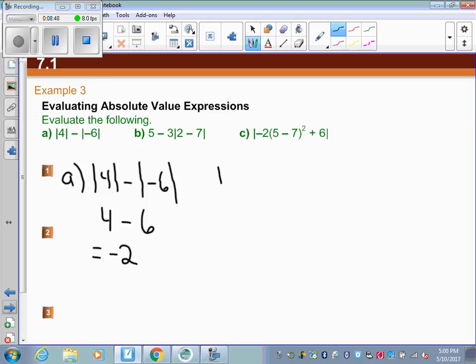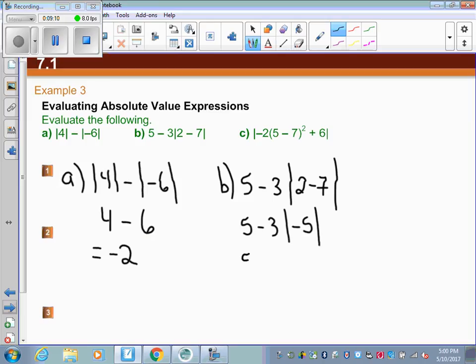B. So we have 5 subtract 3 times, just treat it like a regular bracket, the absolute value of 2 take away 7. Well, we still use regular BEDMAS rules. So the first step that would happen is I would do 2 subtract 7, which is negative 5, and it's still within the brackets. As my next step, and I'm showing every single step here, the absolute value of negative 5 is just plain old 5. Now look, I'm changing my type of brackets because I have to apply 3 times 5 is 15. 5 take away 15 is negative 10.